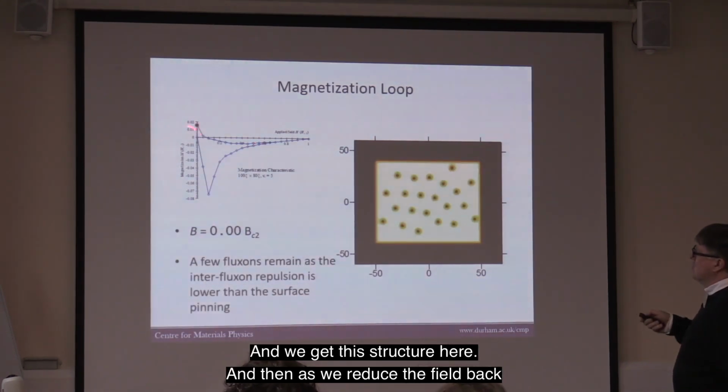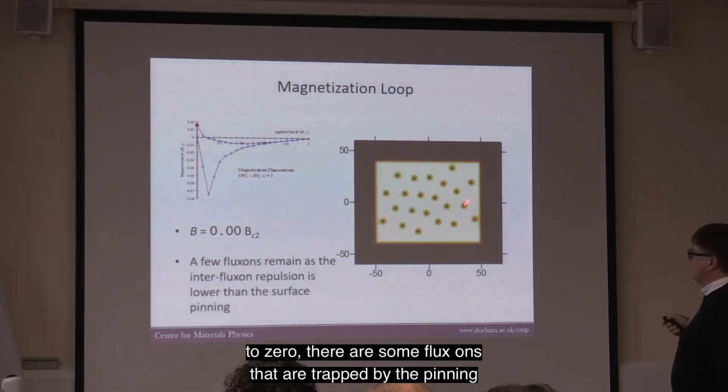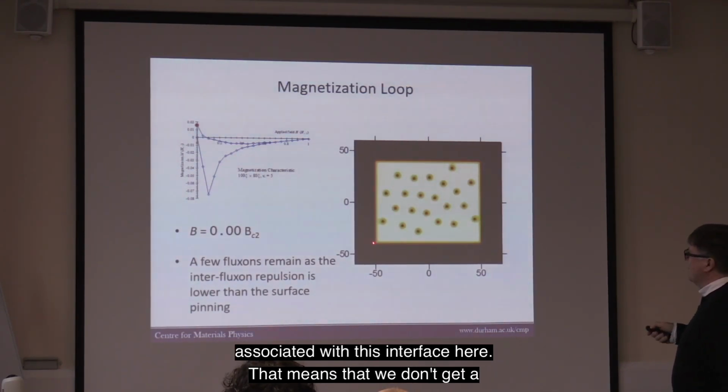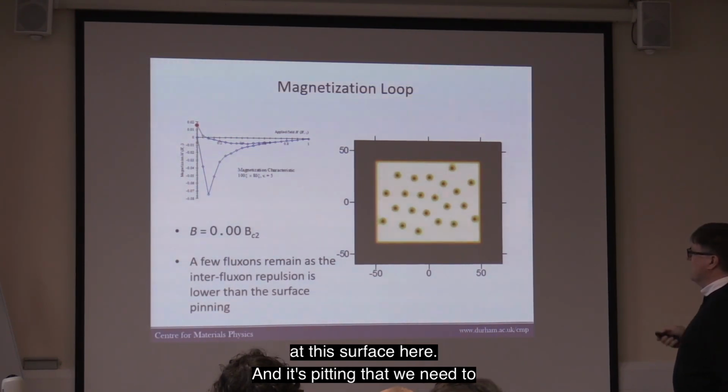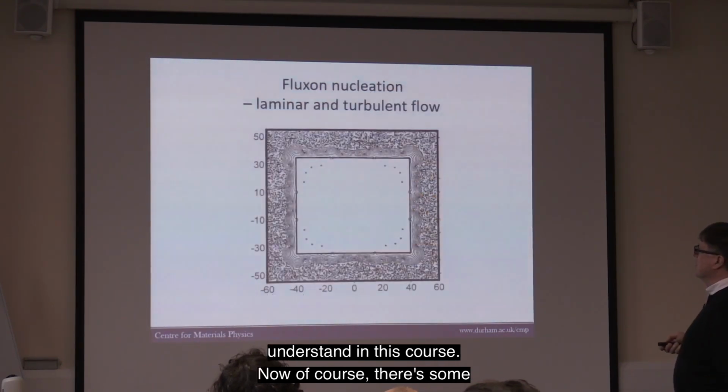And then as we reduce the field back to 0, there are some fluxons that are trapped by the pinning associated with this interface here. That means that we don't get a reversible magnetisation in this case because of the pinning at this surface, and it's pinning that we need to understand in this course.